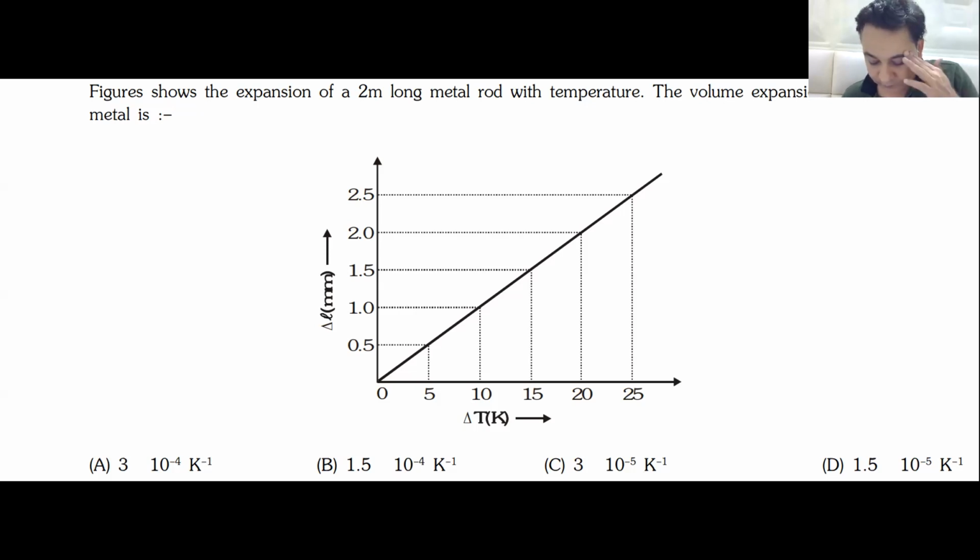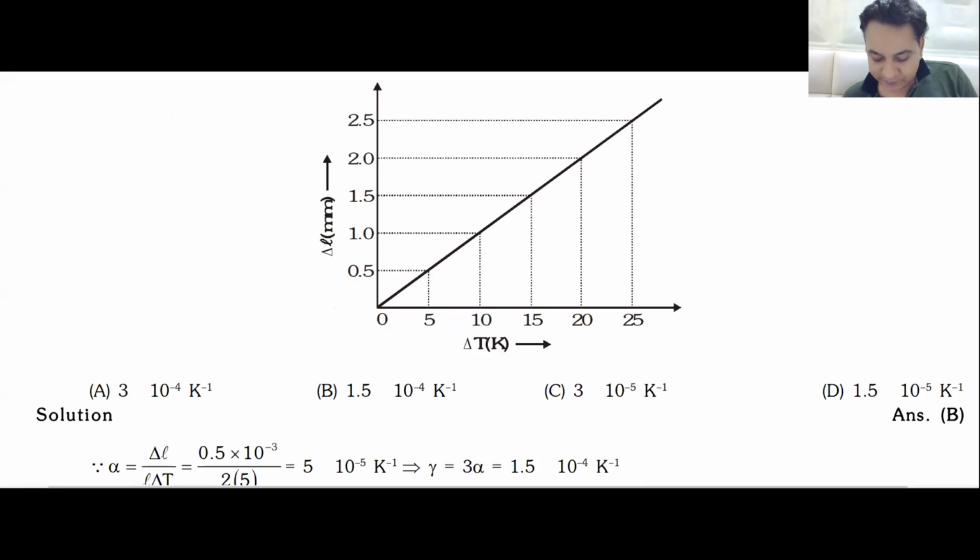1.5 into 10 to the power of -5. You got the answer? Yes, sir. 1.5 into 10 to the power of -5. They are giving you 3 alpha. So it is 1.5 into 10 to the power of -4. Okay, a silly mistake. But remember, whenever you have got matching options, be very careful about your powers. Okay, yes, sir.